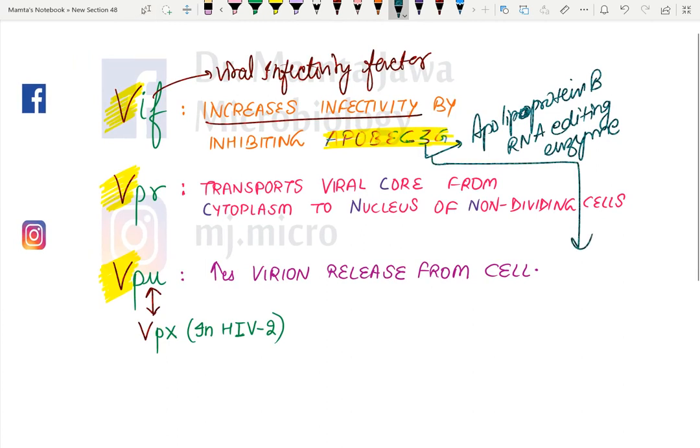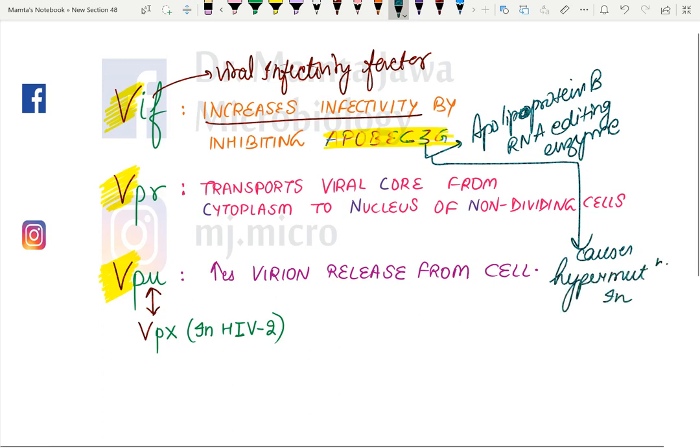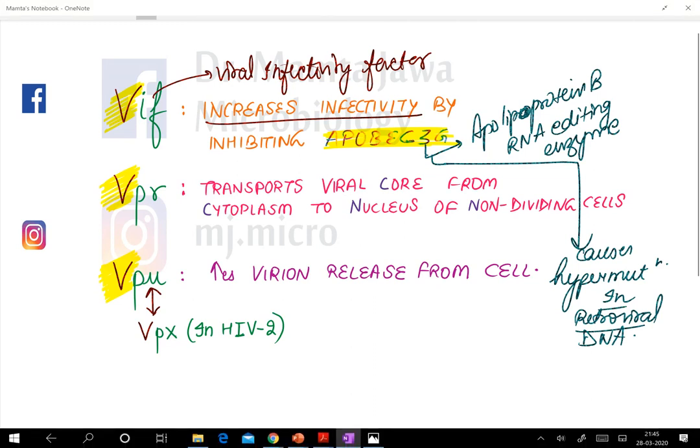It causes or induces hypermutation in the retroviral DNA and will damage its structure. Okay, it will damage the structure. So this is the enemy of HIV. ApoBeg3G is the enemy of the HIV.